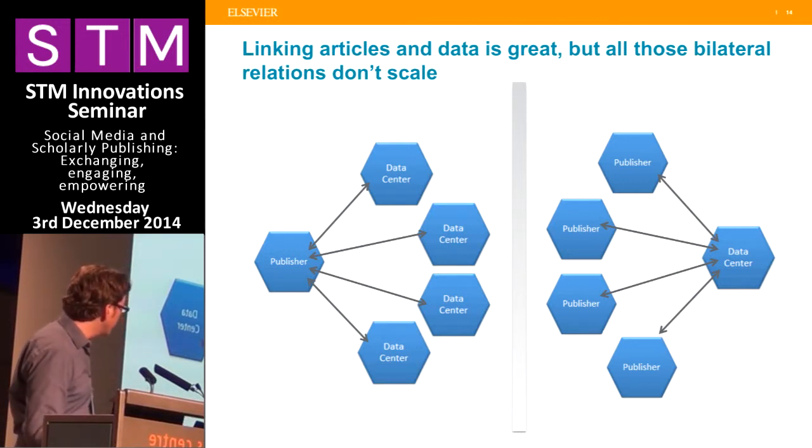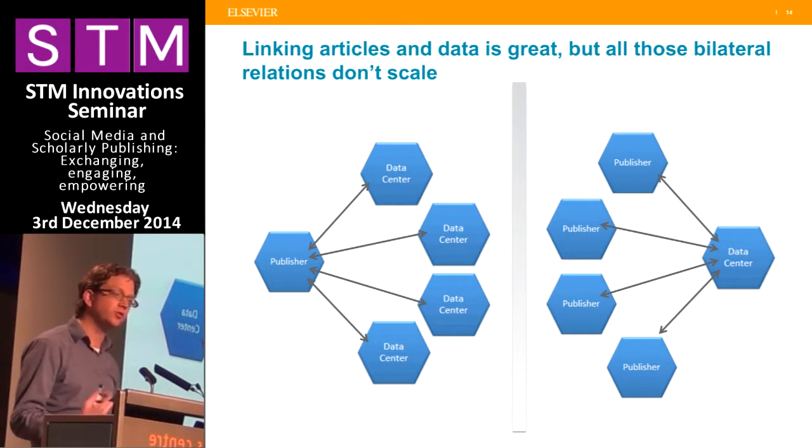So I think it's an example where we have to move away from the system of bilateral arrangements and see if we can sort of centralize that so that there's a common resource where data centers and publishers can benefit from.